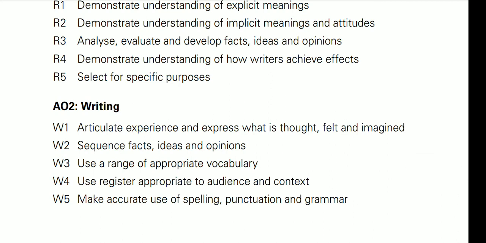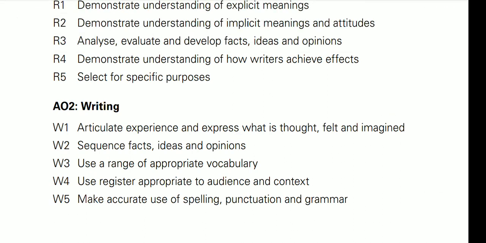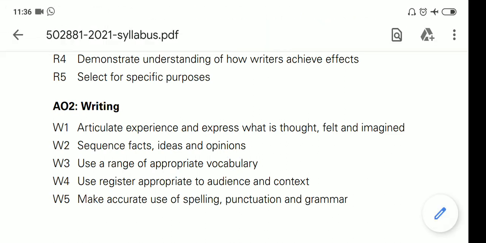Then for writing as well, W1 is articulate experience and express what is thought, felt and imagined. Like when you are writing a narrative, or directed writing questions, or descriptive writing, or argumentative writing, this W1 is used. W2 is sequence facts, ideas and opinions. Again, they are talking about directed writing as well as creative writing, where you have to sequence your facts, ideas and opinions. Use a range of appropriate vocabulary is W3.